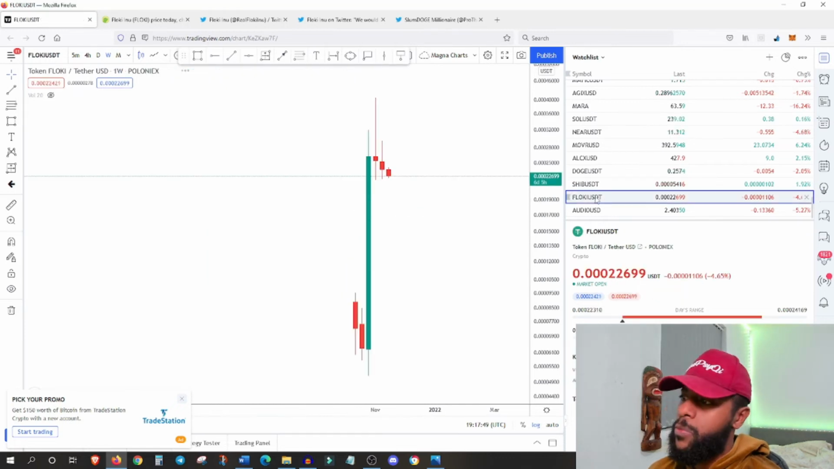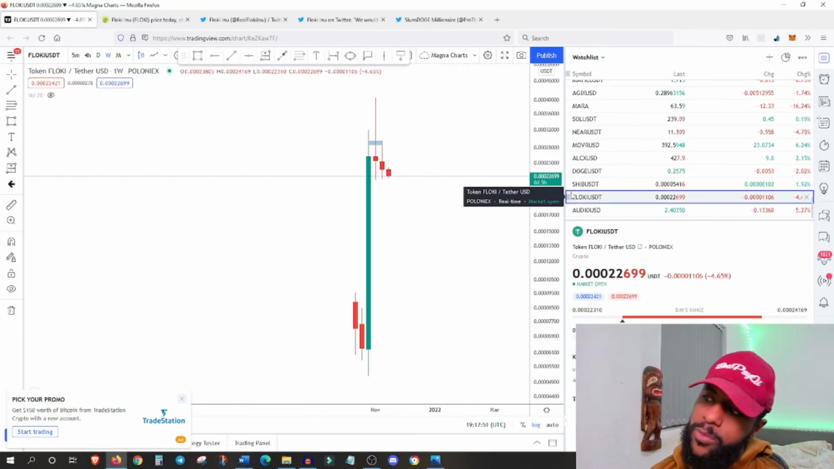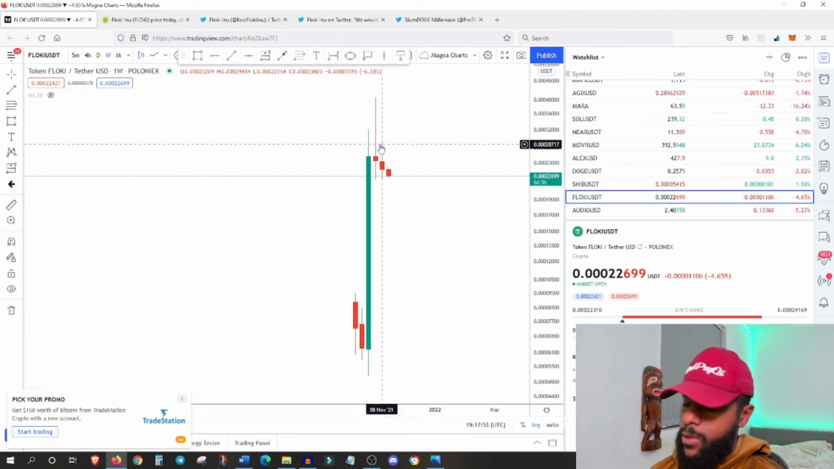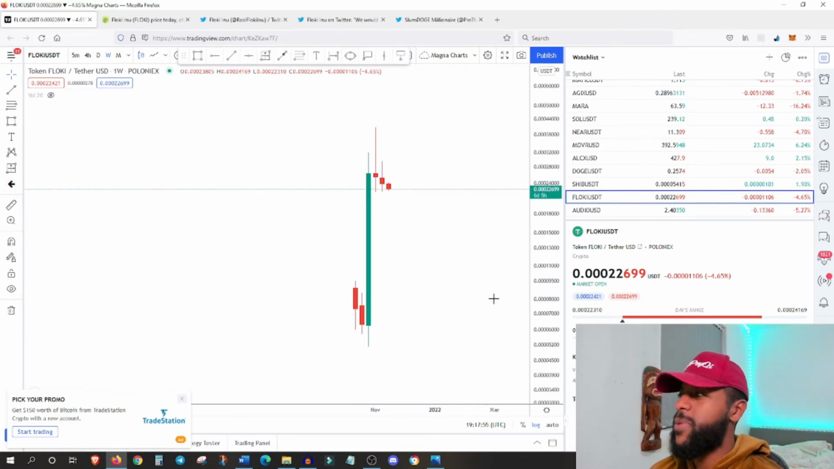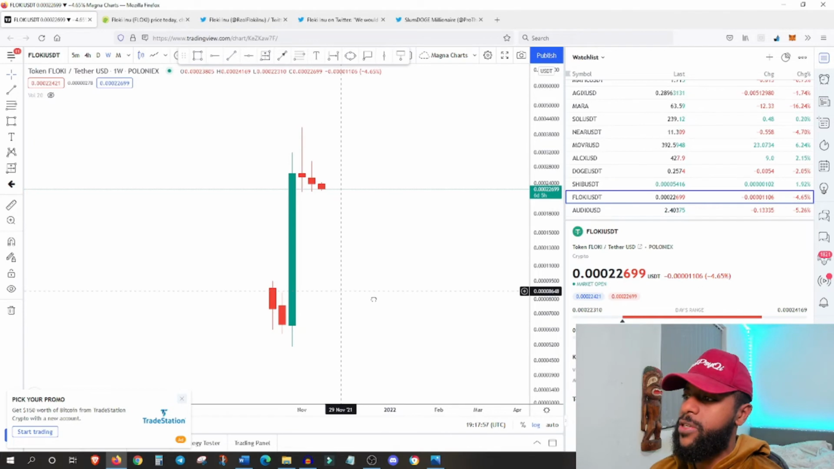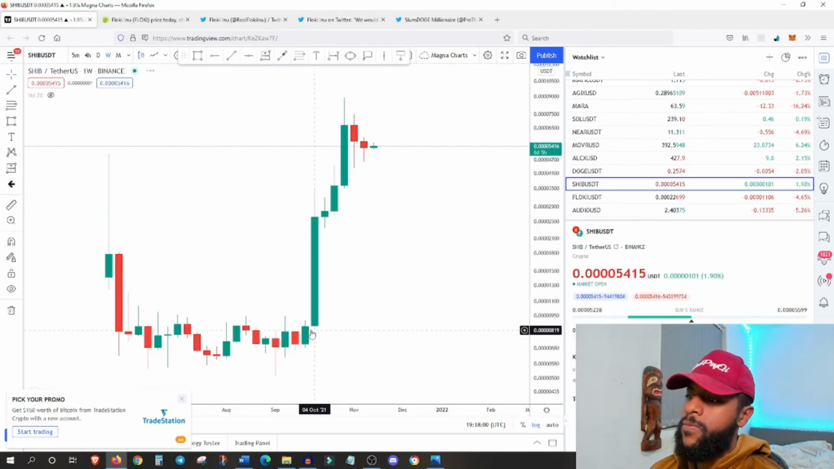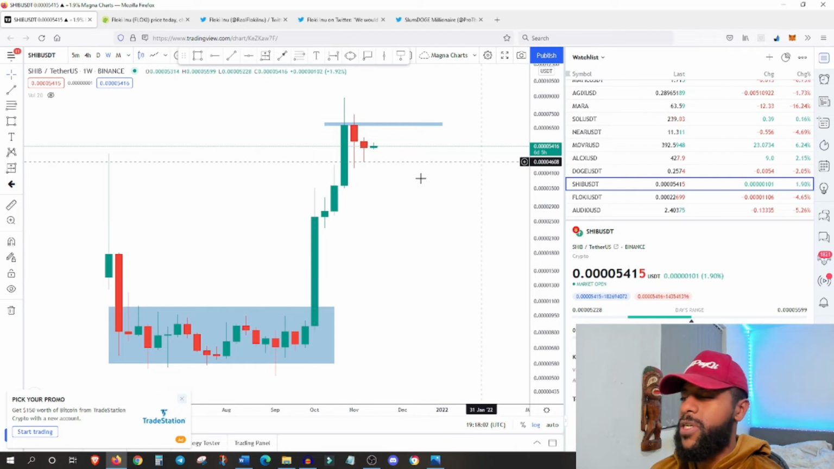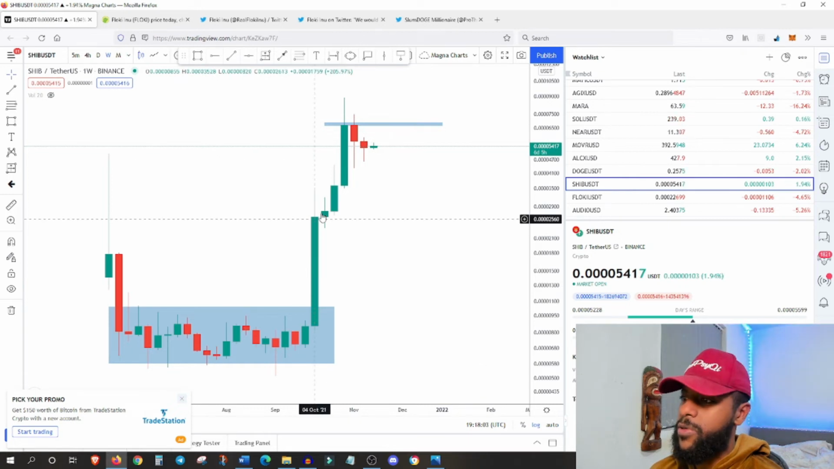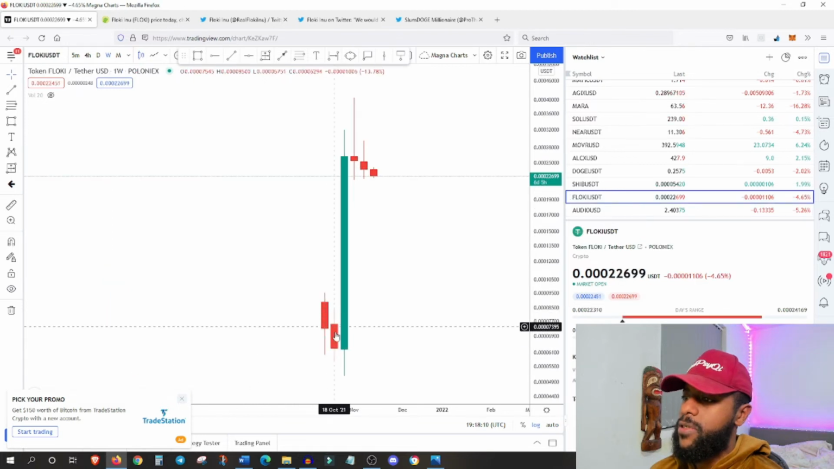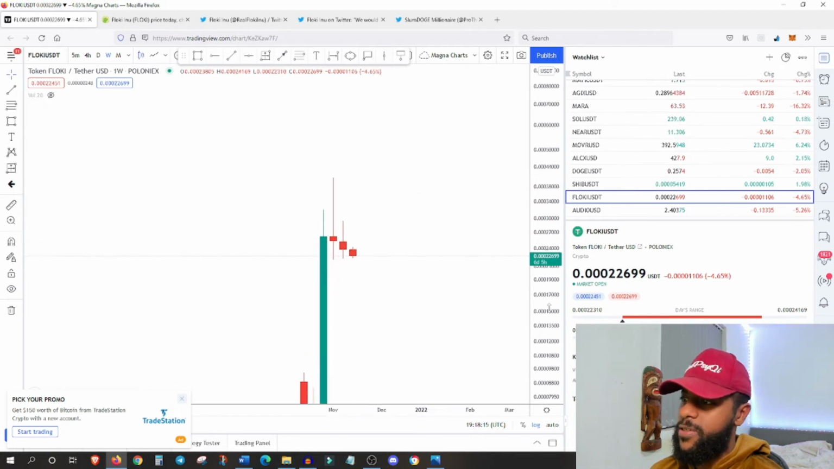And one thing I'll say, Floki Inu, which I made a video on before. So Floki Inu is basically copying Shiba Inu's chart pattern. If you look at Shiba Inu, we have the massive run up and then the correction, 2-3 weeks, and then here we have the initial correction, massive run up, and then 3 weeks of correcting.